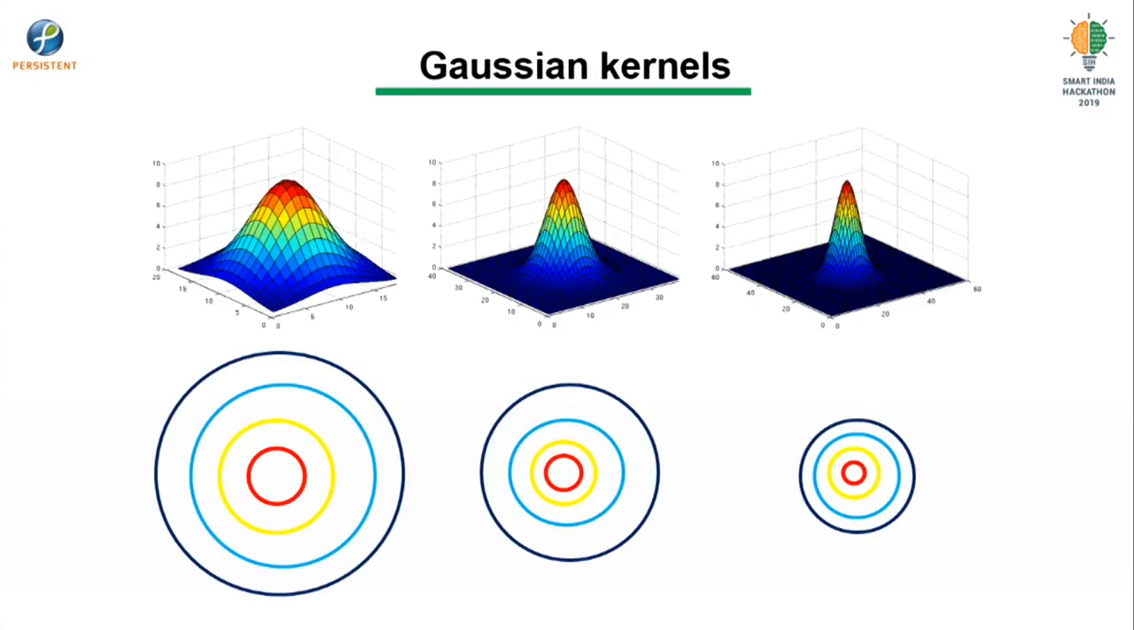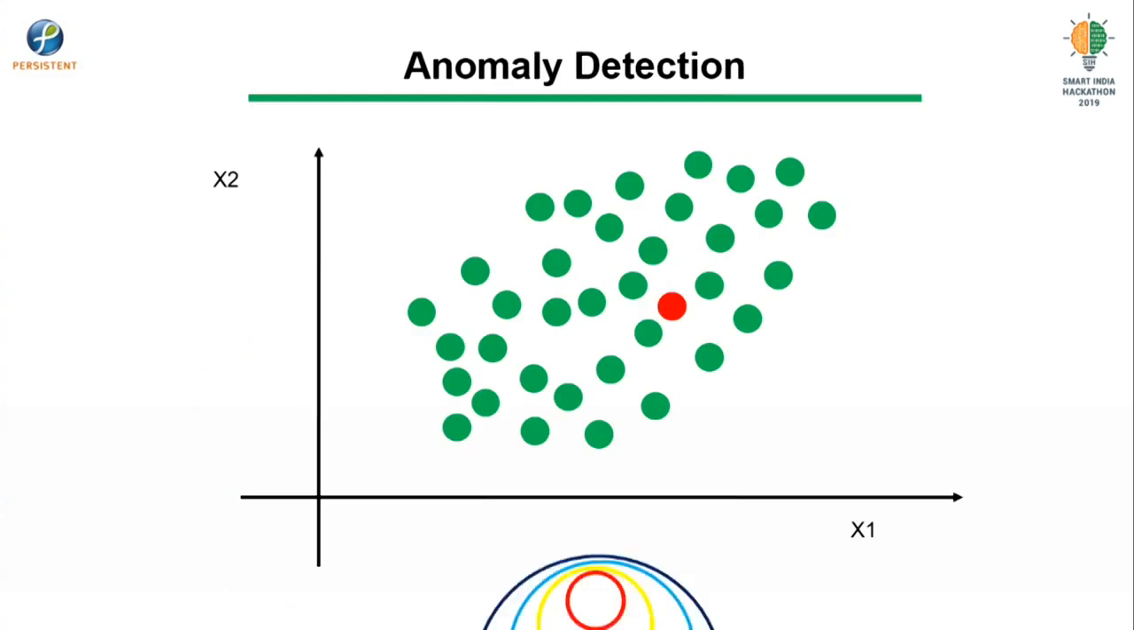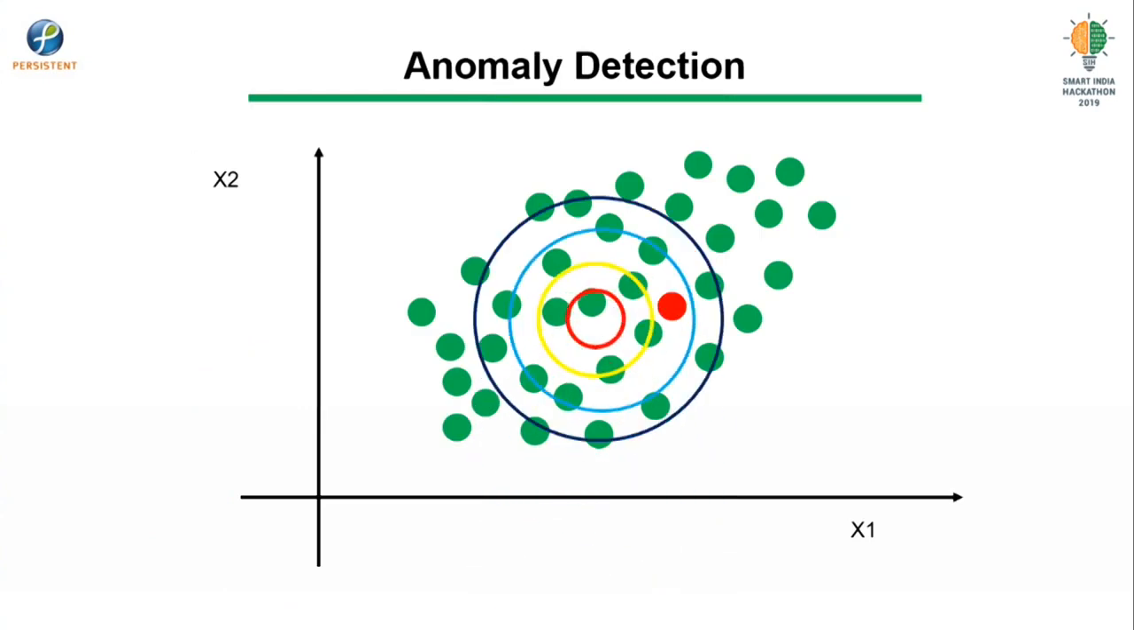Gaussian kernels are nothing but a hat type of structure. The top view looks like a hat, and on the top of the red circle you have 1, and as you go away from the center, you go towards 0. What you do is place this hat on this particular data record, and whatever falls under this hat, you can classify as normal, and whatever falls outside the hat, you can classify as an anomaly. And the size of the hat you can adjust depending upon the application.